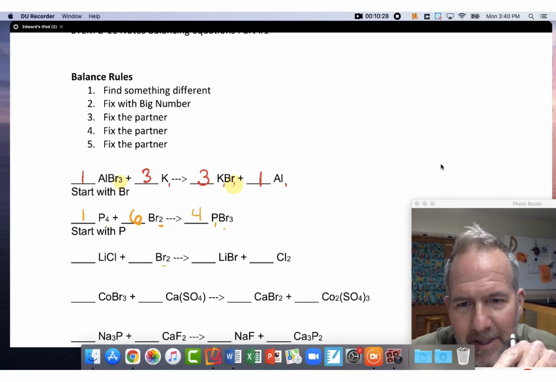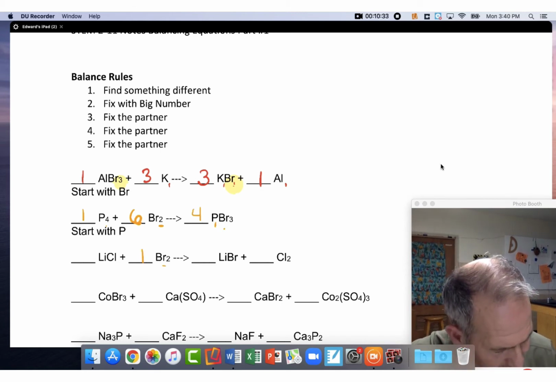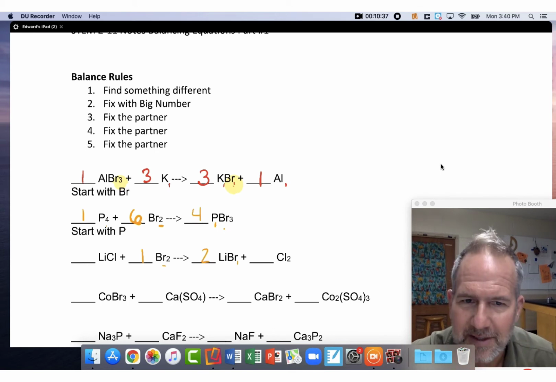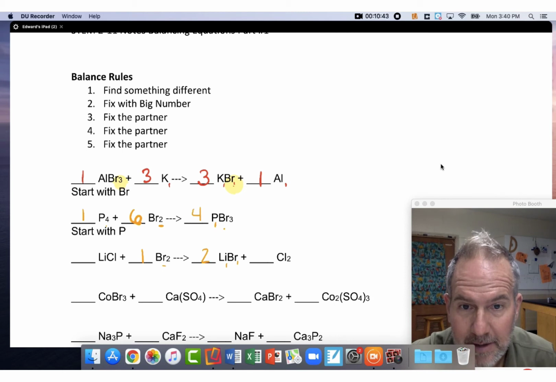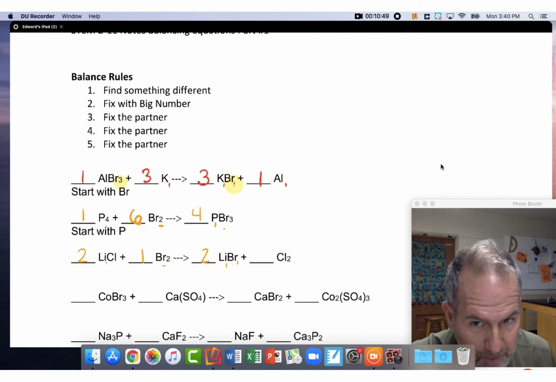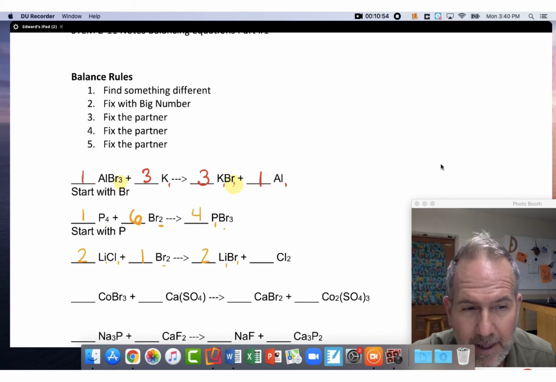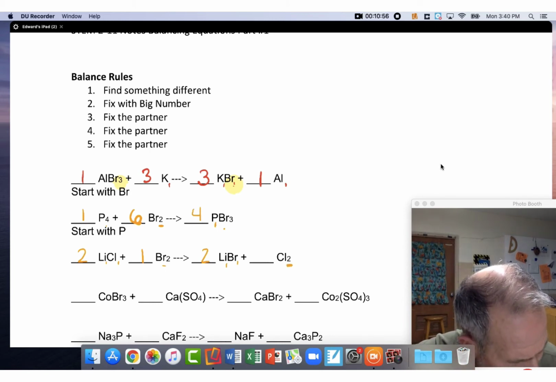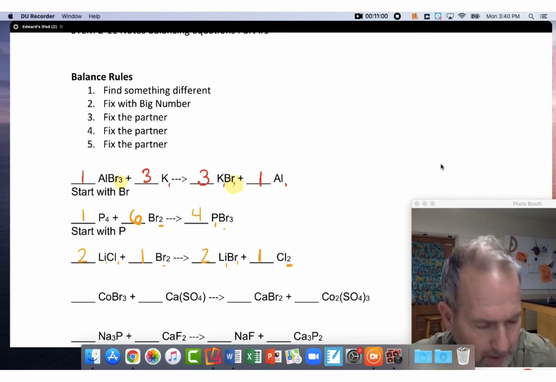So we have 2 BRs on the left. So 1 times 2 BR on the left, that means there's a 1 here. 2 times 1 BR on the right. But now I changed my LIs. I have 2 LIs on the right, and I want to have 2 on the left. I changed my CLs. Now I have 2 times 1, that's 2 CLs on the left. And I go over here, and looky there. There's a 2 there. So 1 times 2 equals 2, and that one's finished. All right.